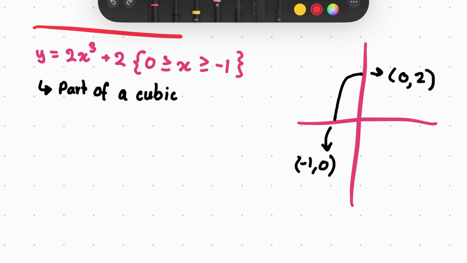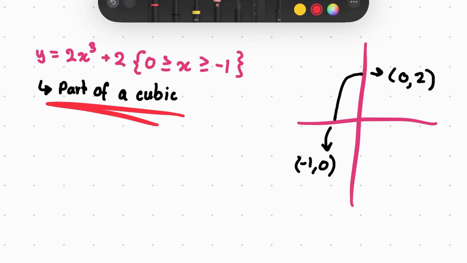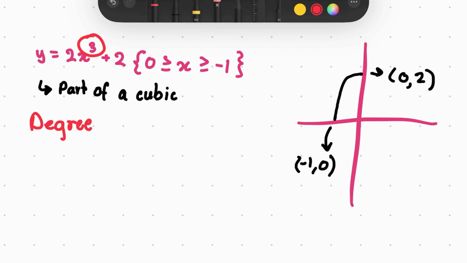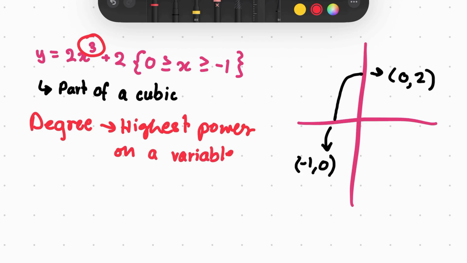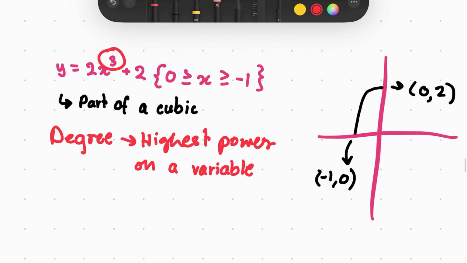What we've been given is this equation right here, which is a part of a cubic. Notice that the degree is basically, I'll just write this over here, the highest power on a variable in an expression, in an equation. So here the degree is 3. So this is why it's a cubic. For a quadratic, the degree is 2. So that would be a parabola. But that's basically what a degree is. I thought I would mention it just so you guys know.